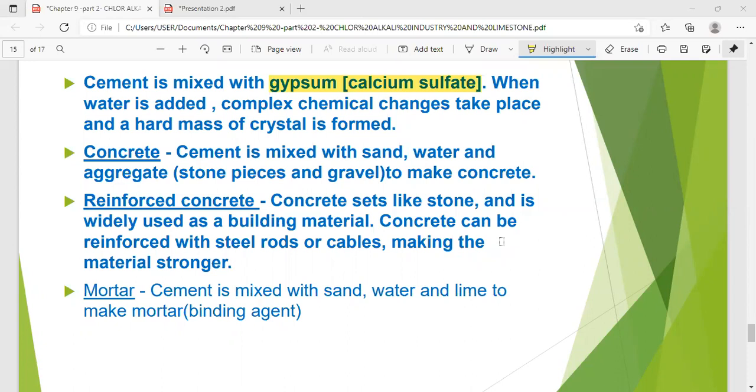Okay, so moving on, we have concrete here. Cement is one building material that is made from limestone. Now, concrete is harder than cement. To make concrete, cement is mixed with sand, water, and aggregate. Aggregate is small stone pieces and gravel. The bigger pieces of stone are broken into smaller pieces like this, and this is what you call gravel.